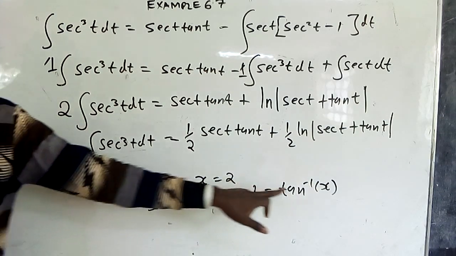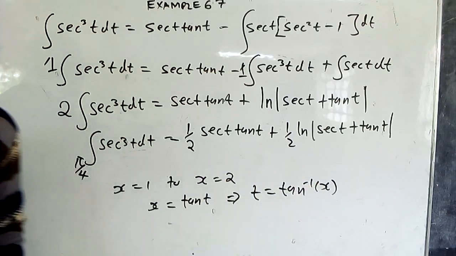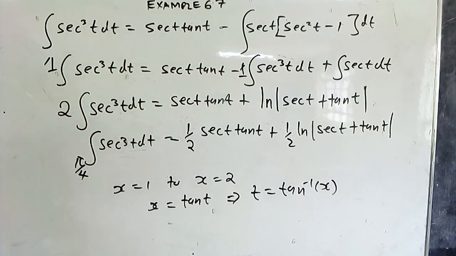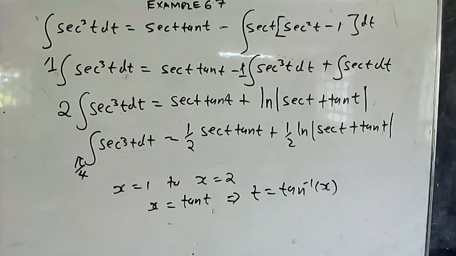When x is 2, what is t? T is the tan inverse of 2, so that we get the upper limit of t, isn't it? Get me tan inverse of 2 in the calculator. When x is 2, what is t? Tan inverse of 2. So change that 63 degrees into pi radians, because we are dealing with pi radians. Divide by 180.